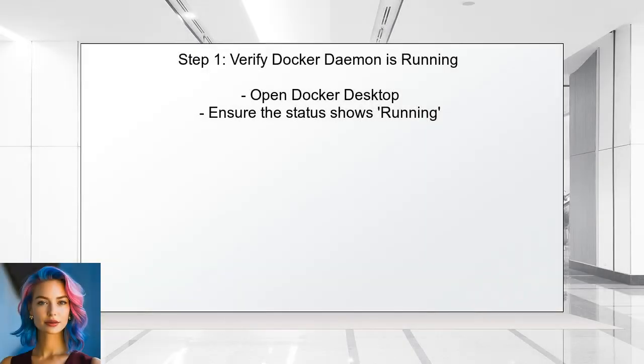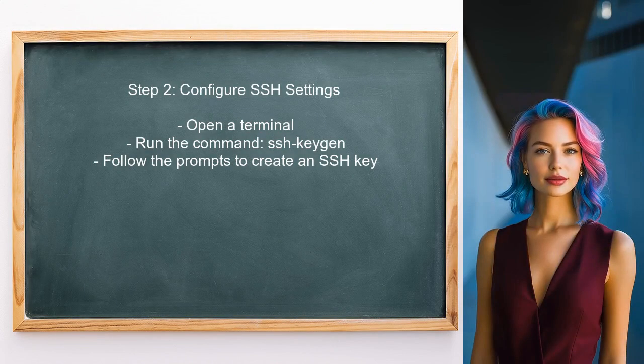To connect to the Docker daemon using SSH, the user should first ensure that the Docker daemon is running. This can be verified by checking the Docker Desktop application. Next, the user needs to configure the SSH settings. This involves creating an SSH key if one does not already exist. The user can do this by running the command ssh-keygen in the terminal.